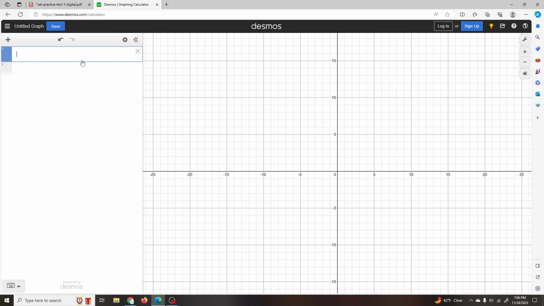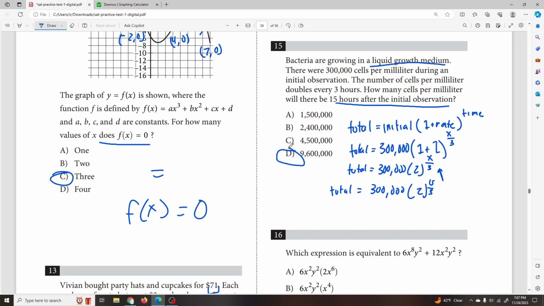So over here we have 300,000 times 2 raised to the power of 15 divided by 3, which is 5. And that's going to equal 9,600,000, which is choice D.